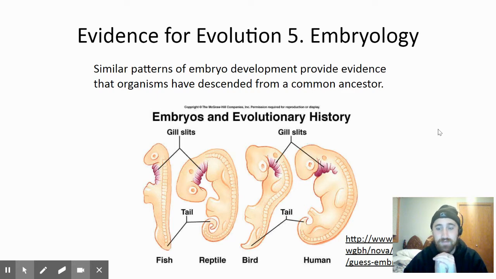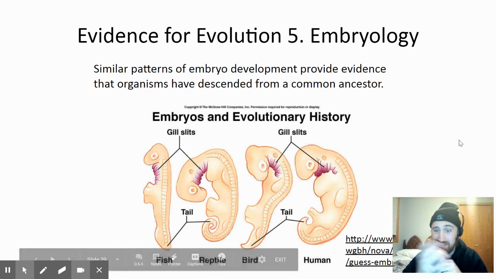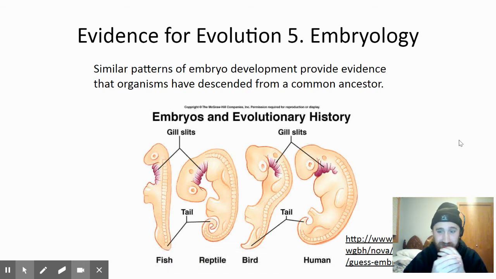Next one, number 5, is a thing called embryology. Similar patterns of embryo development provide evidence that organisms have descended from a common ancestor. If you look at this image here, we have fish, reptile, bird, human, and to most of us, this does not resemble any of those things and just looks like some little alien creatures, which I agree with, it totally does. But they look similar, and we're going to deal with this right now.